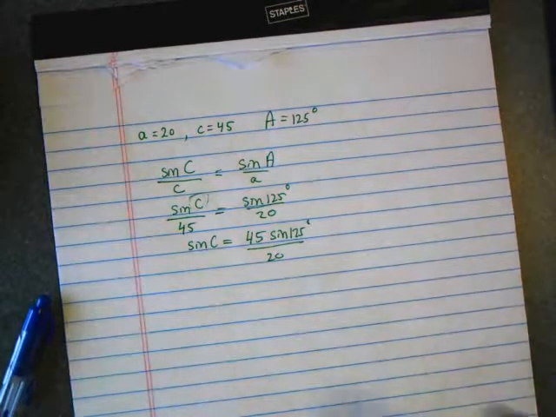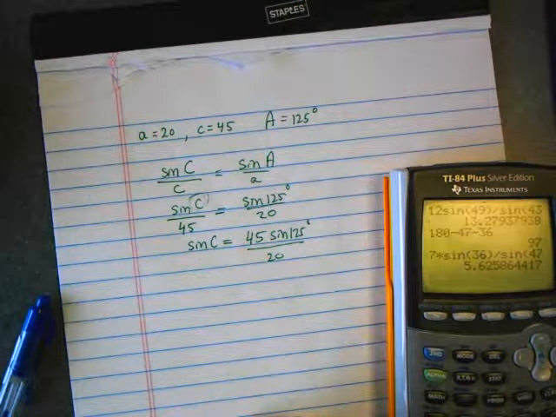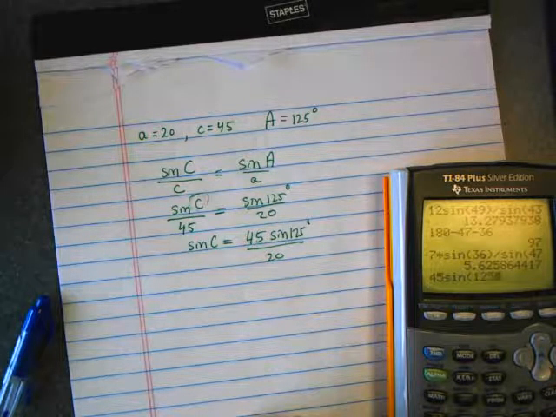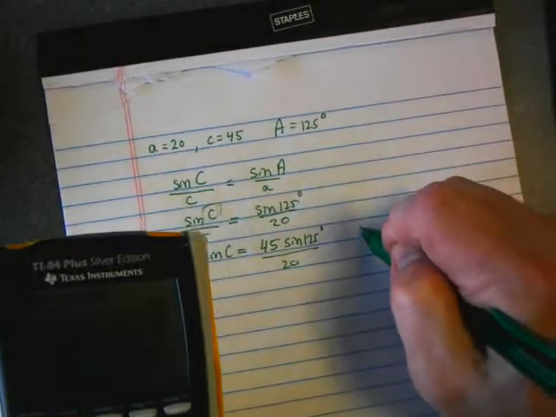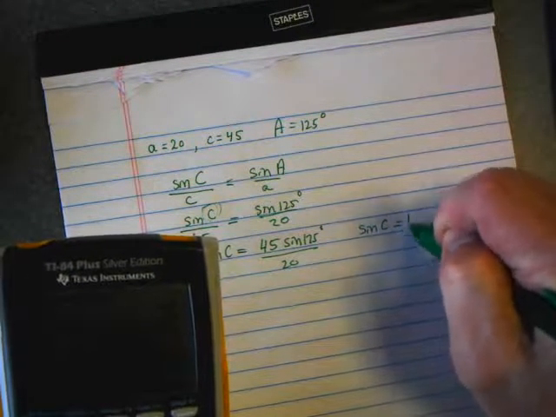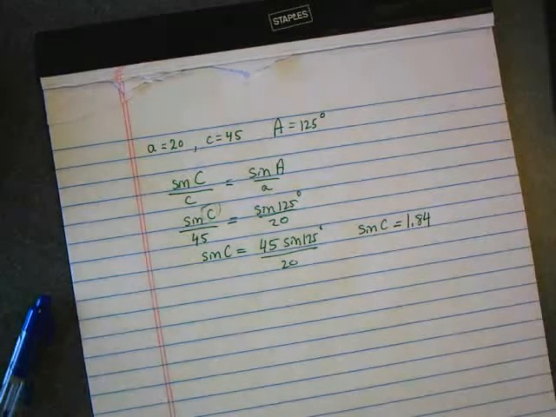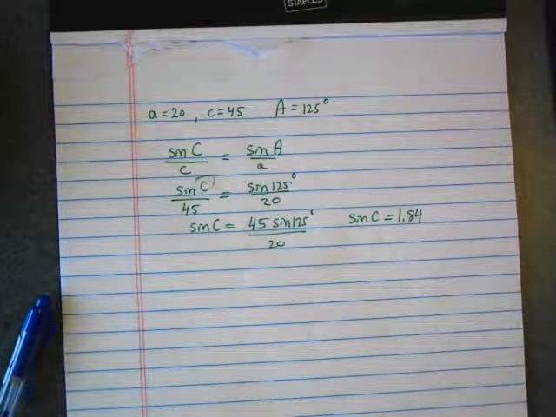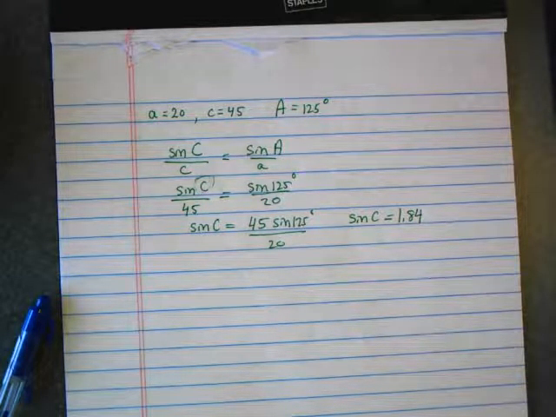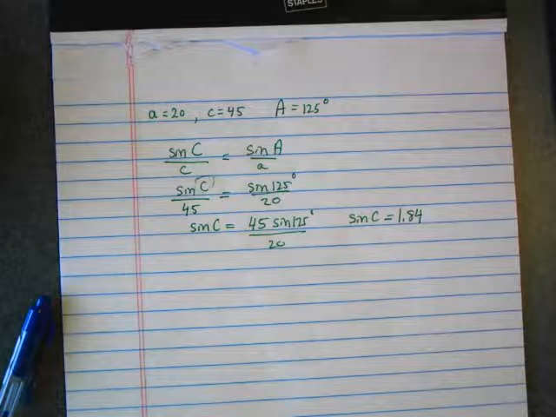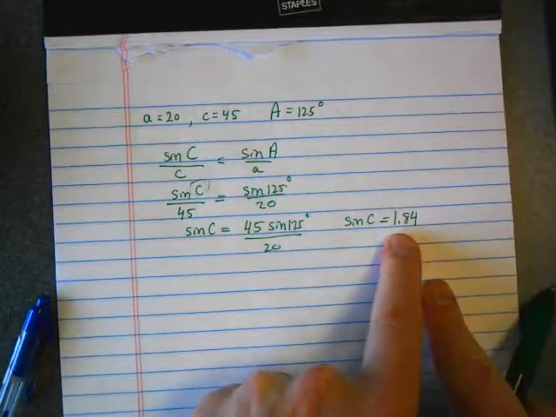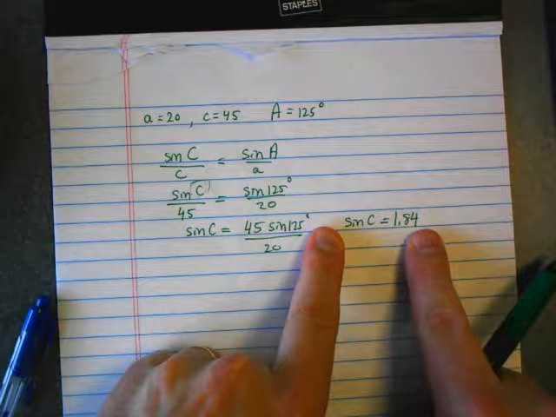And now I grab my calculator. 45 sine 125 divided by 20. I get sine of C is 1.84, rounded to two decimal places. So what does that tell you? It's not a small angle, it's not 1 degree over here. We have sine of C is 1.84.